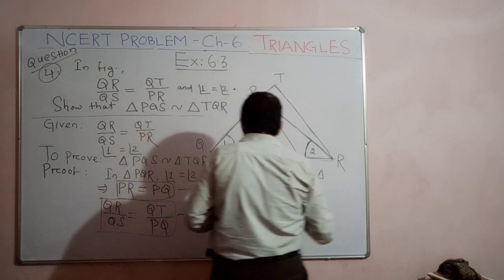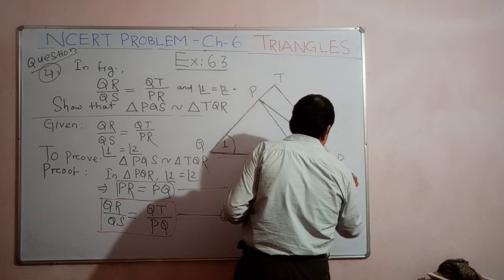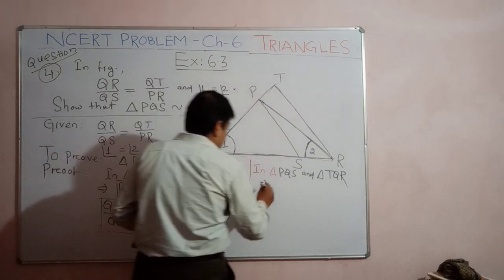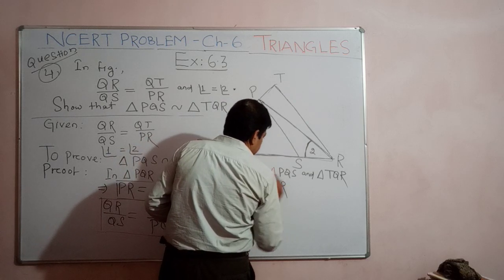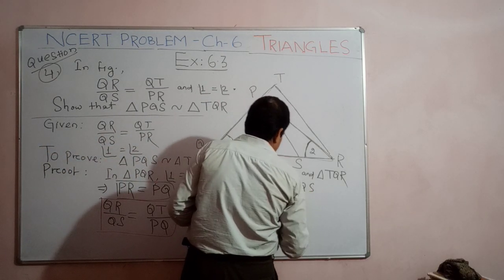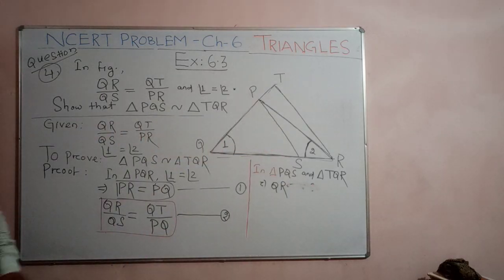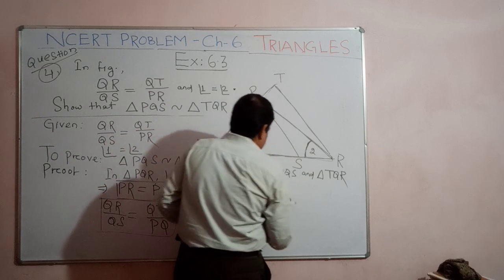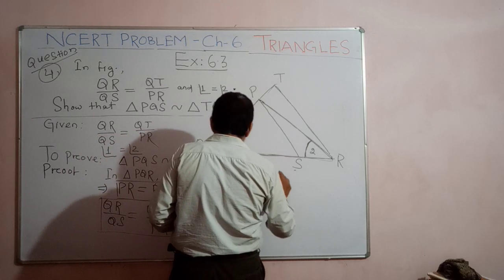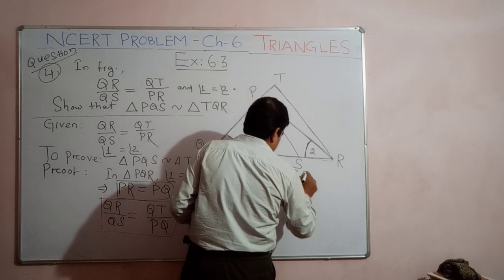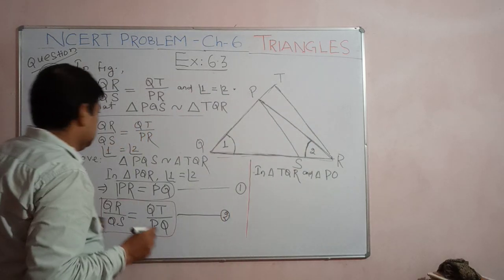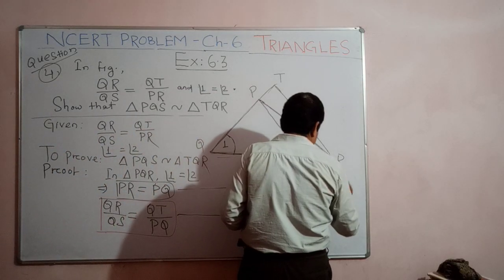Yes or no? Now look at here, QR. What is given? QR upon QS is equal to QT upon PR. Now PR must be equal to PQ, because angle 1 is equal to angle 2. So in place of PR, I can write PQ. This is point 2 we are getting.